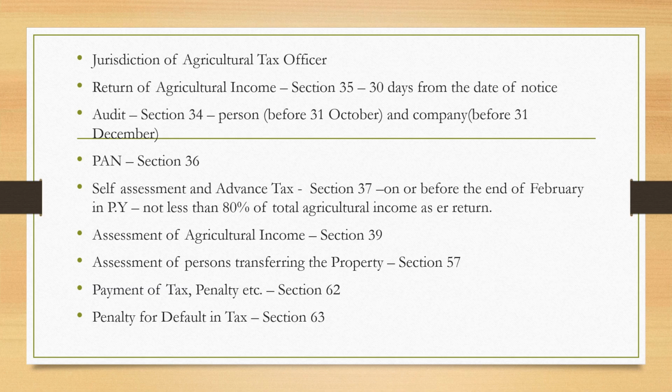Now, no assessment under this section other than an assessment under subsection 1 shall be made without giving the assessee a reasonable opportunity of being heard. So, the first category is where the agriculture income tax officer is satisfied that a return furnished under section 35 by an assessee is correct and complete, he shall by order in writing make an assessment and determine the sum payable by the assessee on the basis of such return.